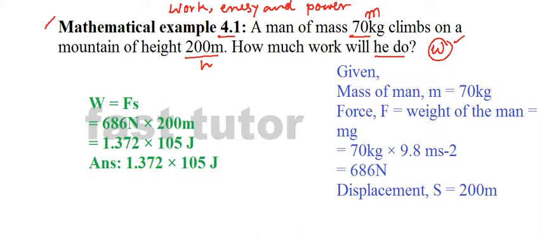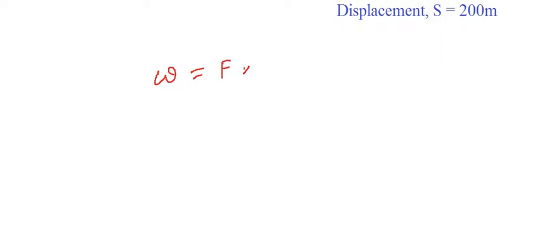Now mass is given, 70 kg, and the height is 200 meter. 200 meter height is given. As we know that W equal to F into S. Here F is the force and S is the distance.